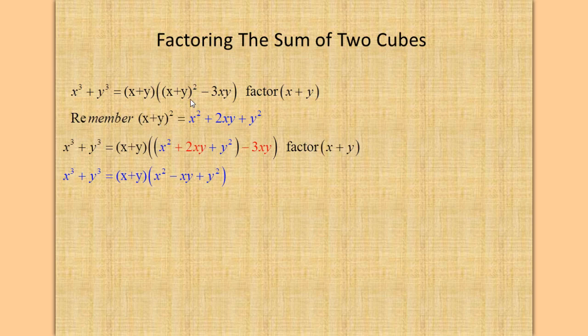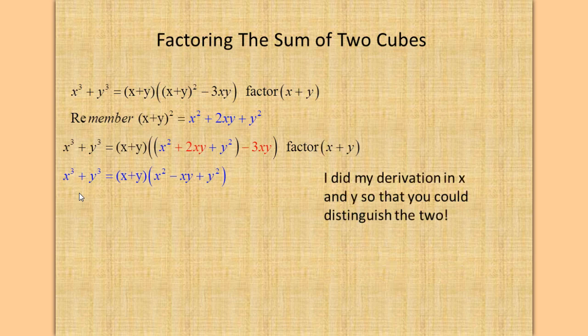And now x plus y squared is equal to x squared plus 2xy plus y squared. So let's place that in there. And now we can add like terms. And we get 2xy minus 3xy. That gives us a minus xy. So therefore, we have the sum of two cubes is equal to x plus y times x squared minus xy plus y squared.